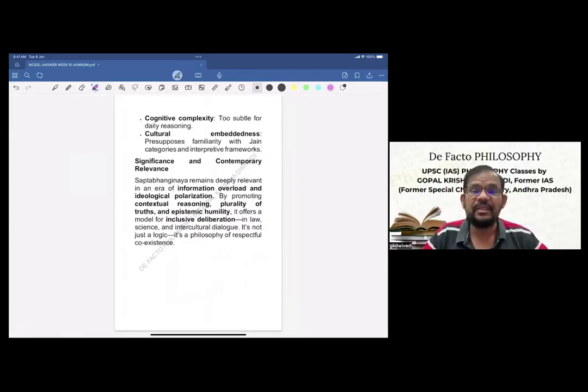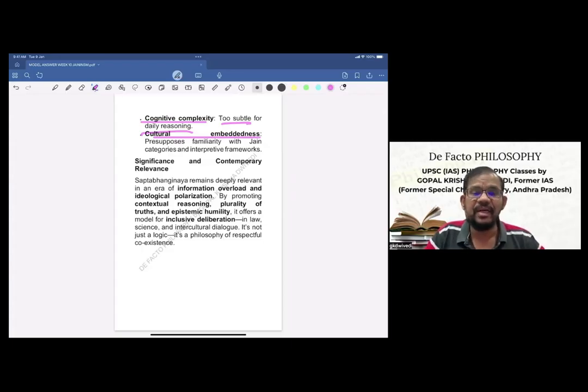Then cognitive complexity: it is too subtle for daily reasoning. In day-to-day or practical life reasoning, nobody uses this sevenfold logic. Usually binary logic is used, or at most three values. Sevenfold logic is very rare in use. Another criticism is cultural embeddedness: it presupposes familiarity with Jaina categories and interpretive frameworks. This is important, because only if somebody believes in Jaina Anekantavada will they accept this. Otherwise it is difficult.